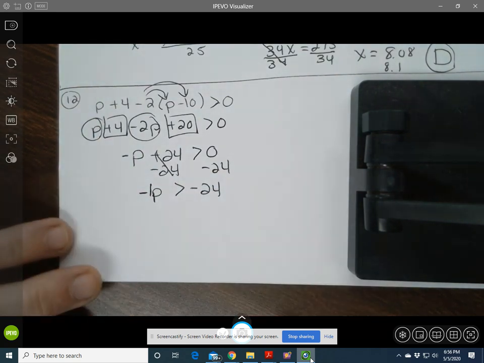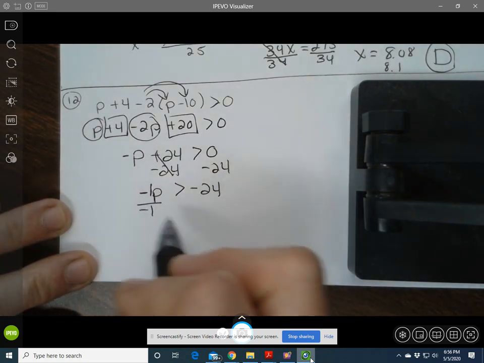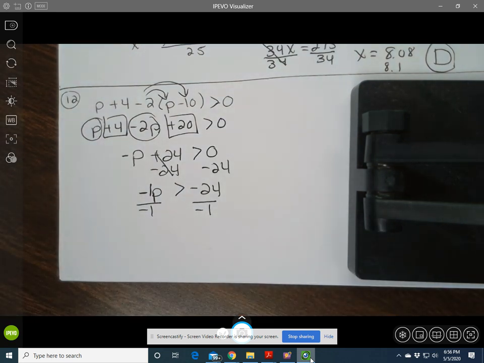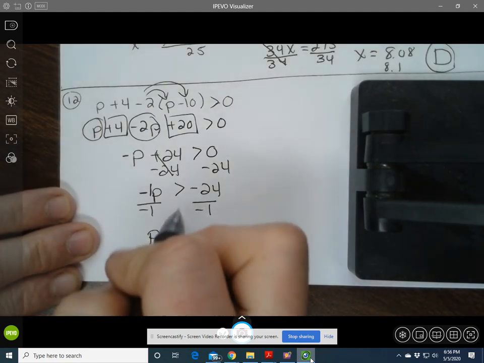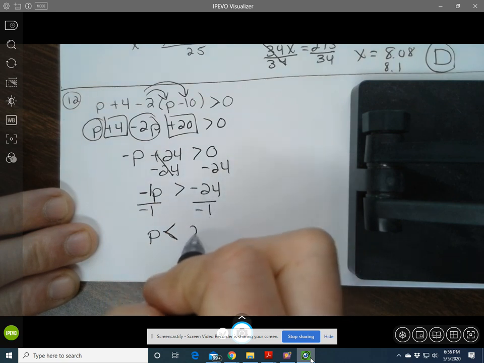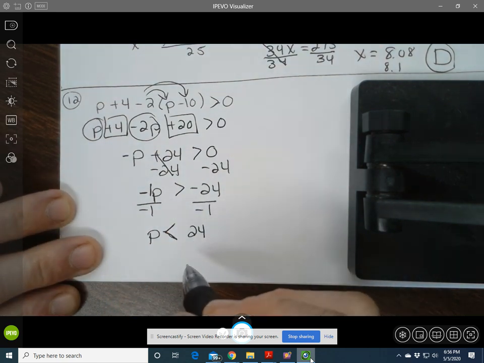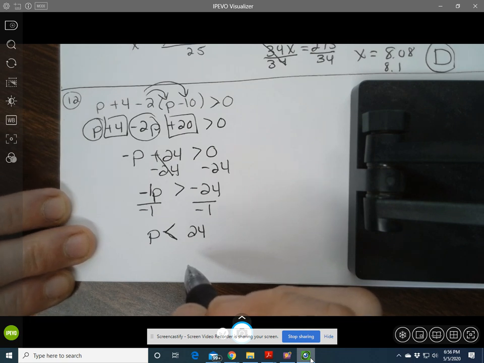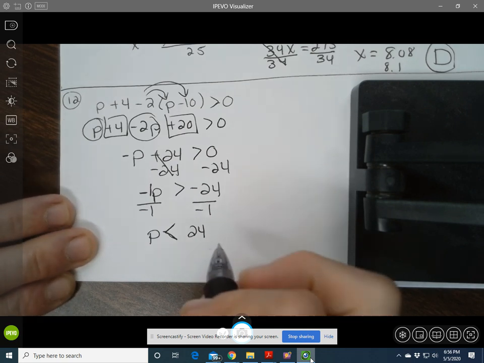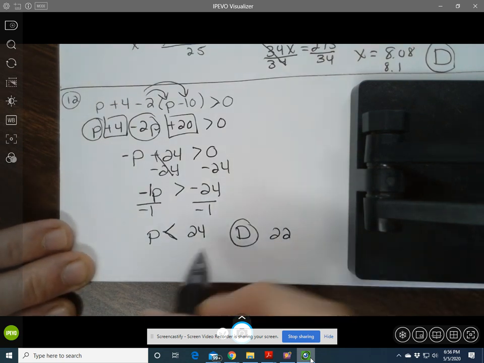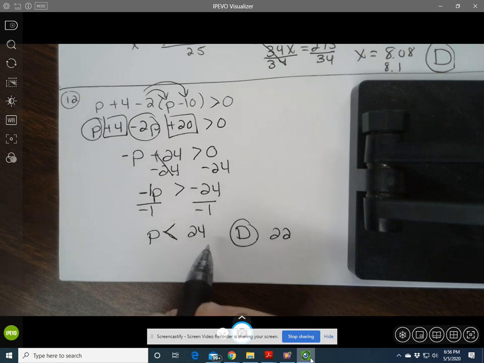Remember, that's a negative 1P, and I'm going to have to divide by a negative 1, so divide by a negative 1. But remember the rule, whenever you divide by a negative, you have to flip the sign. So that means P is going to be less than, and 2 negatives make a positive, so P is less than 24. And so your answer is going to have to be D. Now pay close attention to that, because the answer D is actually 22. Remember, that's less than 24.